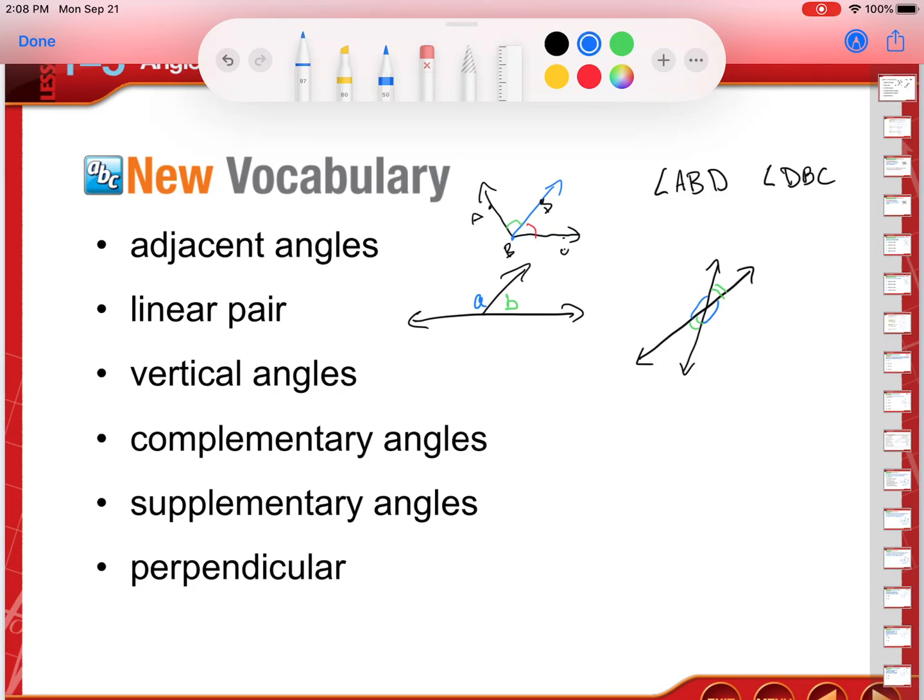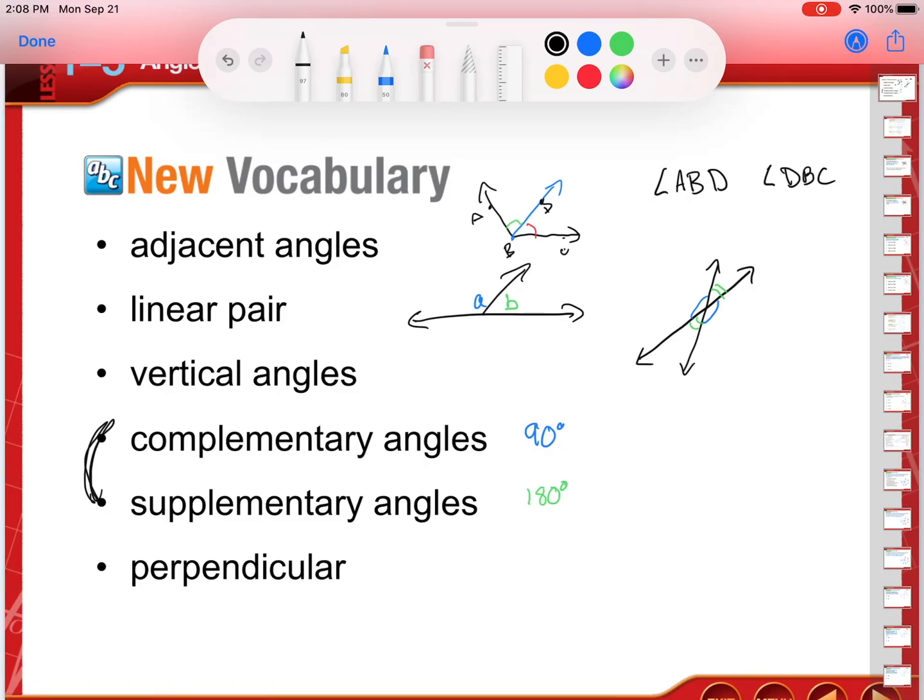Complementary angles are angles that add up. When you add their degrees, they equal 90 degrees. Supplementary angles are angles where when you add them up, they equal 180 degrees. So complementary and supplementary, you often see grouped together because they're very similar.